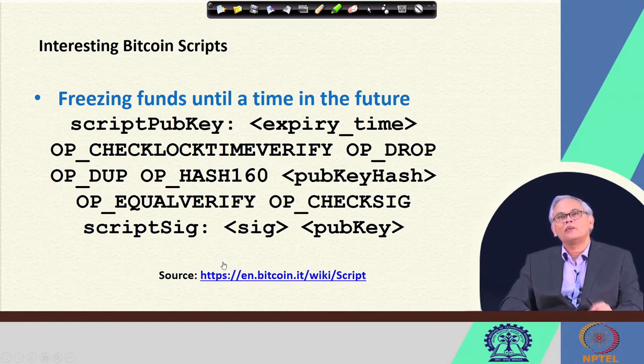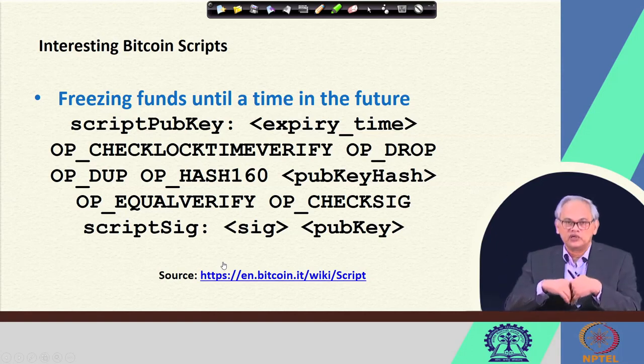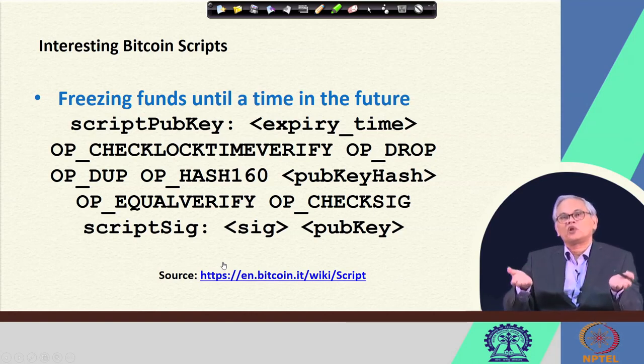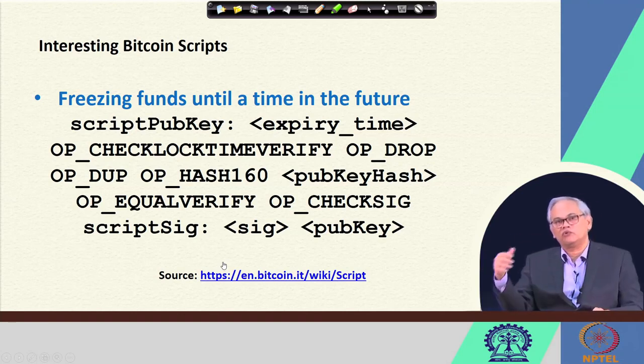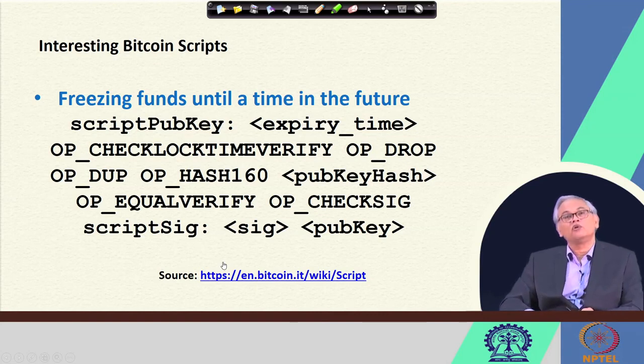And then one can have somewhat more interesting scripts, where the funds can be frozen until a time in future. An expiry time will be put. So, Alice can say that you can get the fund only on, say, 15th of November 2021. When all these scripts are processed, this particular combination of script pub key and script sig, then at the time of popping these values, it will get the expiry time, which will be that time in November 2021, and then it will match it by this OP_CHECKLOCKTIMEVERIFY.